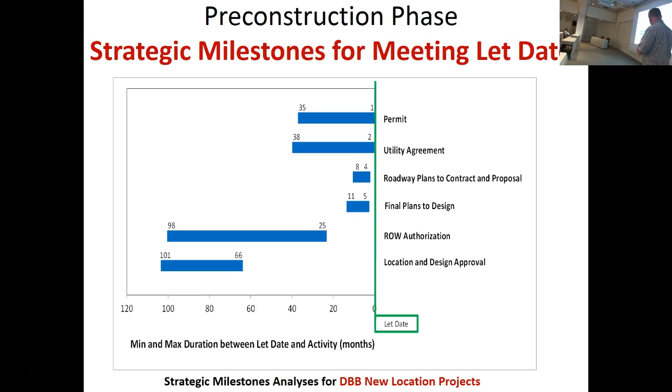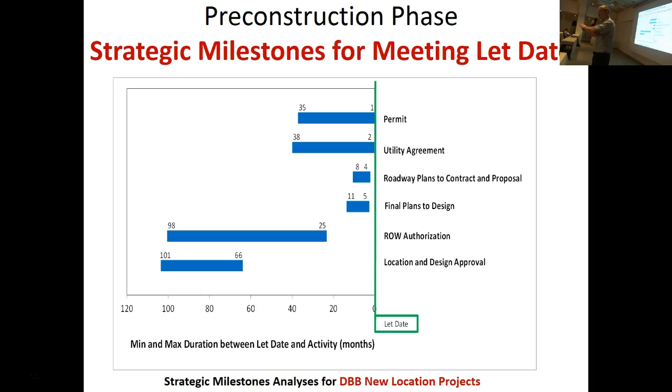Final plans to design, 11 to 5 months. And then permit, 35 to 1 month before the let date. So you can see where something like this could be helpful for a DOT. They may want to ask the question, is this project on track to meeting the let date?